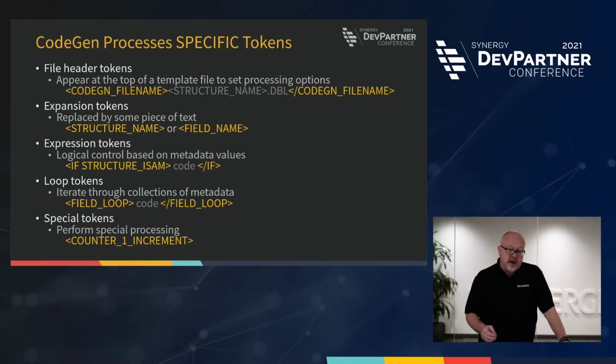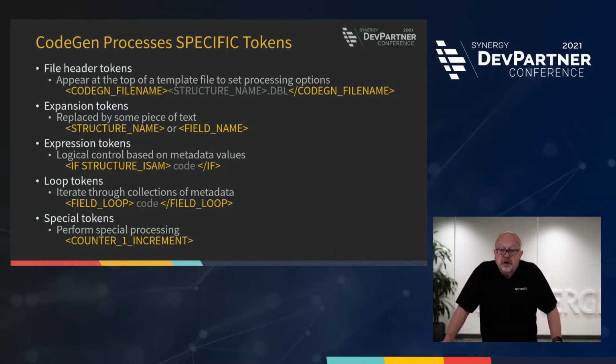So in the example we have on the slide, we have if structure ISAM, some code, and then an end of if syntax. So basically what's going to happen here is that code between the opening and closing tokens is only going to be emitted to the output file if the structure that's being processed right now is associated with an ISAM file, as opposed to a relative file or a text file or a user-defined file. Those are the 4 types of file you can define in the repository.